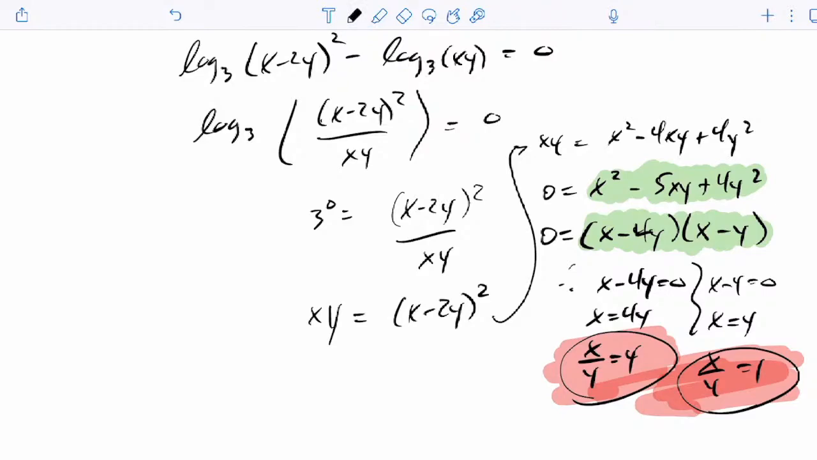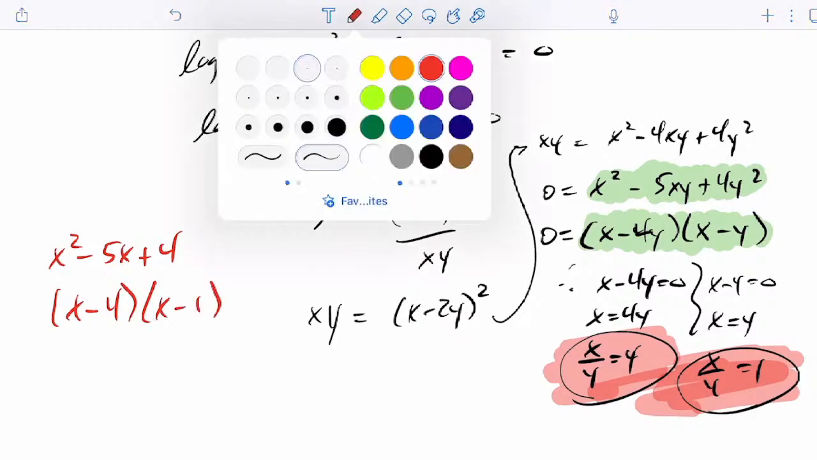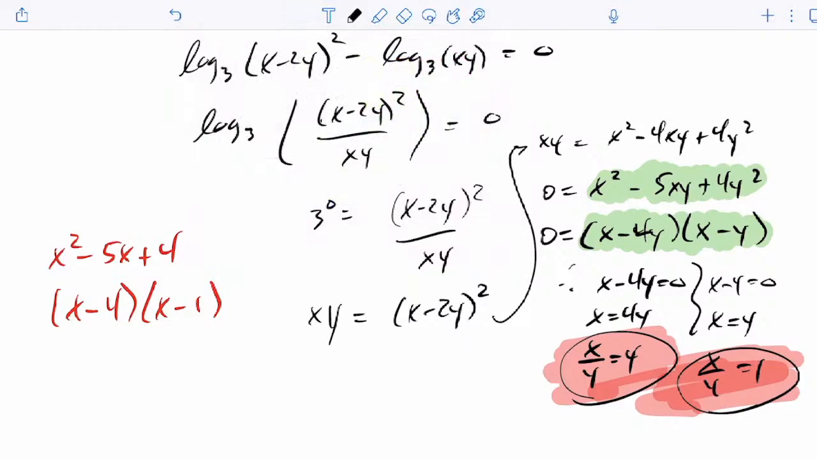Interesting question. Oh, okay, sure. If I gave you x squared minus 5x plus 4, you agree it factors into x minus 4 times x minus 1, I assume? So the only thing you do is you tack on a y at the end, because it was a y squared and an xy.